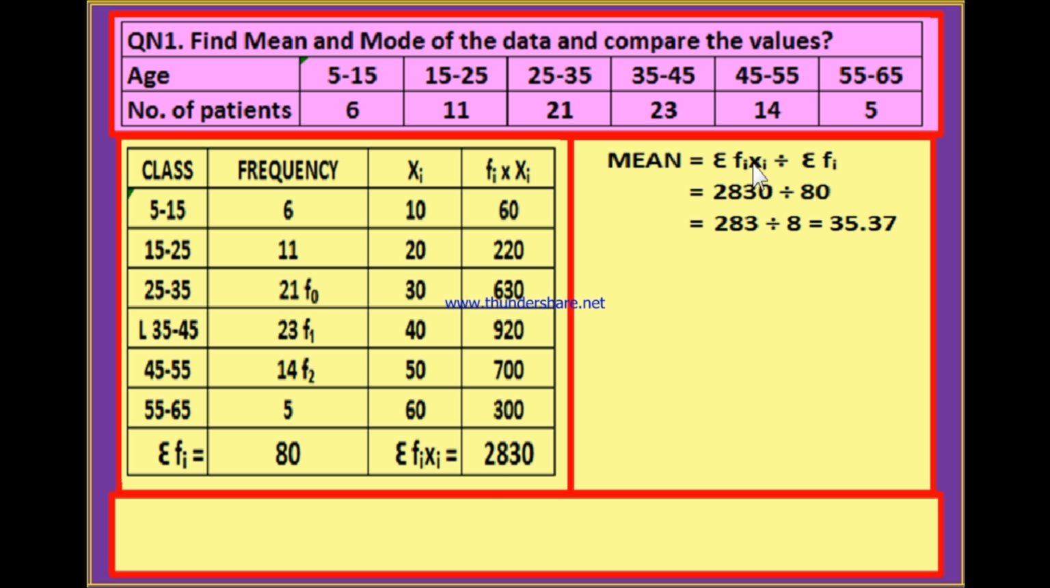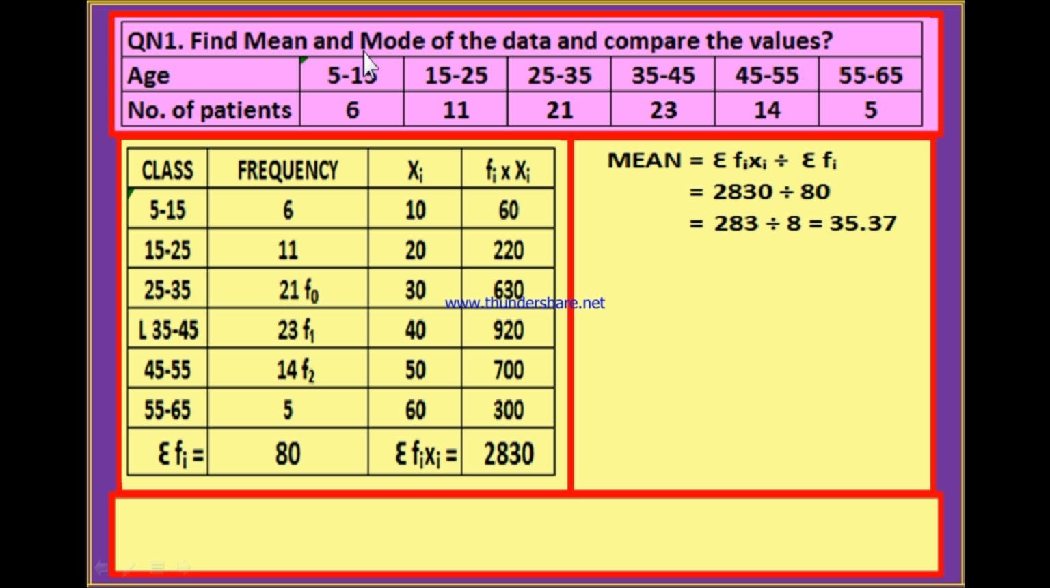2830 divided by sigma Fi is 80. Okay. Now you can cancel 0 and 0, so that it is 283 divided by 8. Now if you divide 283 by 8, you will get 35.37. This is the arithmetic mean of the given data. Understood? Now the arithmetic mean is 35.37. Okay, we found the arithmetic mean.